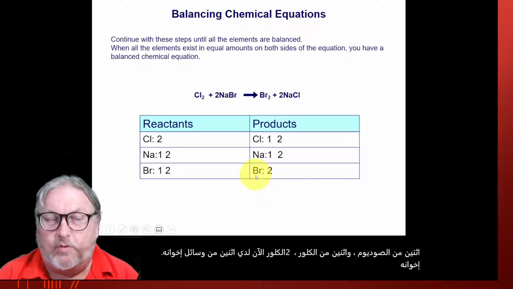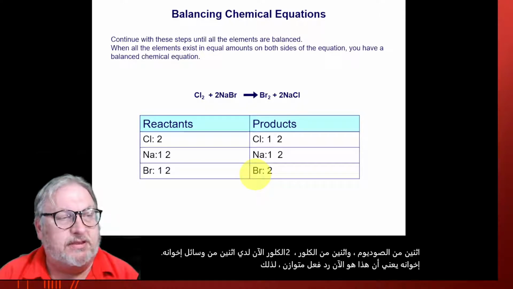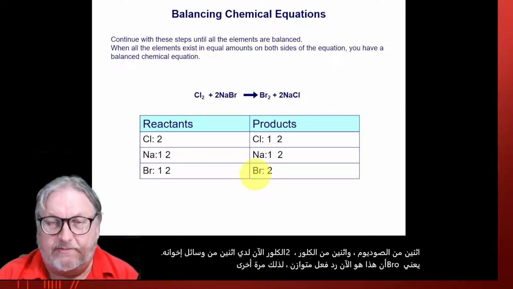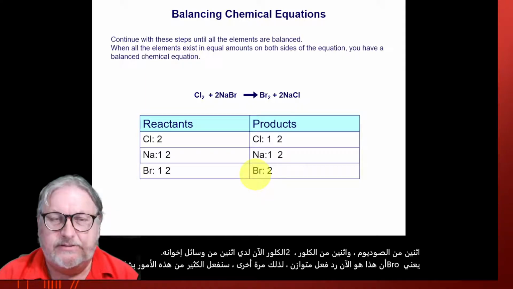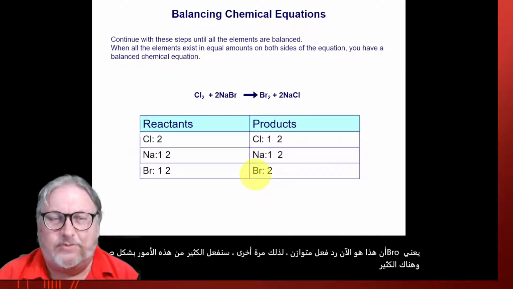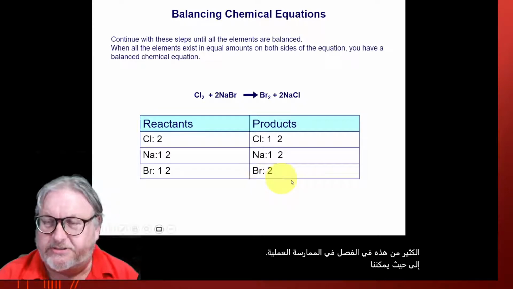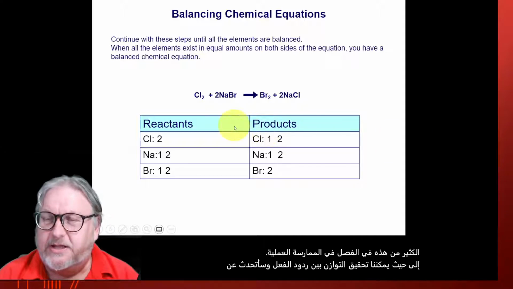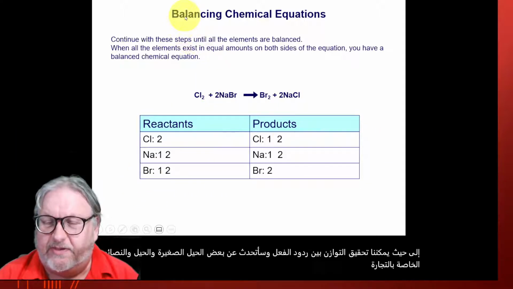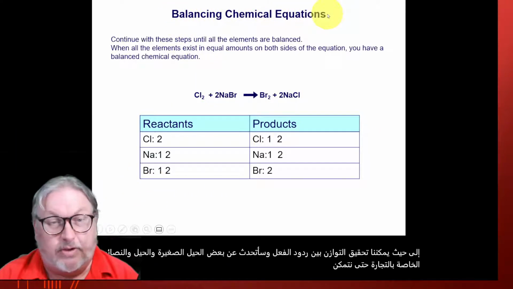So again, we're going to be doing a lot of these in class, a lot of practice, so that we can balance the reactions. And I'm going to be talking about some more little tricks and tips of the trade so we can be very successful at balancing chemical equations.